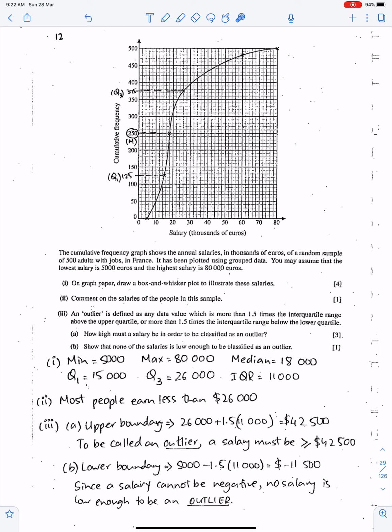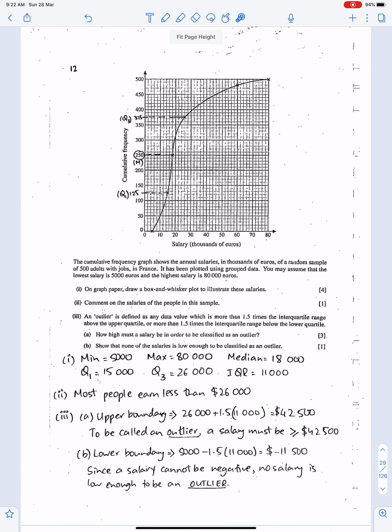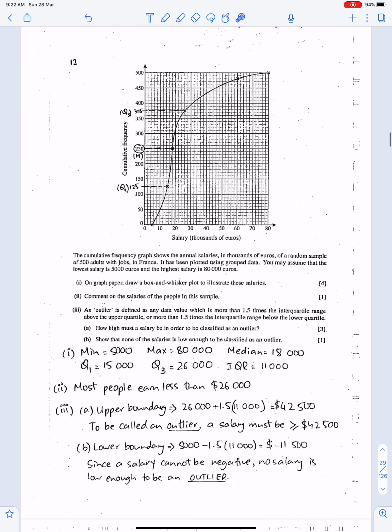Next, show that none of the salaries is low enough to be classified as an outlier. Check the lower boundary. Since the lower boundary is negative and salaries cannot be negative, no salary is low enough to be an outlier. If you want to take a screenshot of this solution, you can.